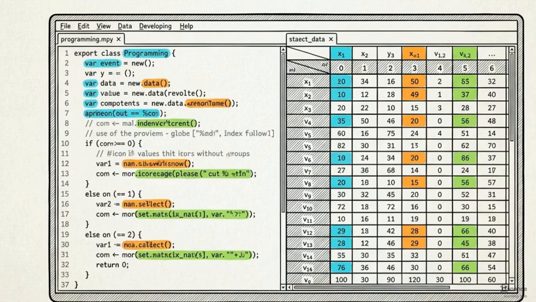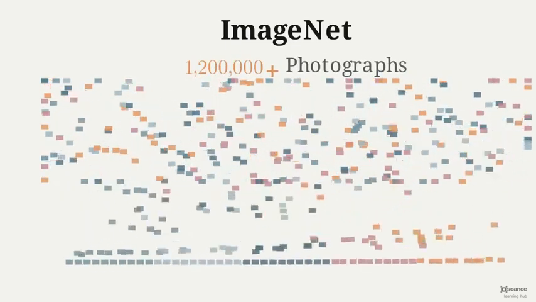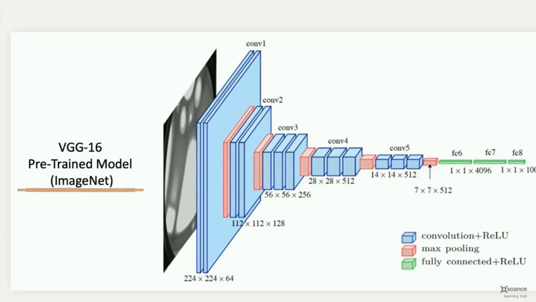Before implementing the code, we must understand the data foundation. These models learn to see by processing ImageNet, a massive database containing over 1.2 million photographs categorized into 1,000 distinct labels. This diagram represents a convolutional neural network architecture, specifically the legacy VGG16 model, which serves as our baseline for how data flows through a vision system.